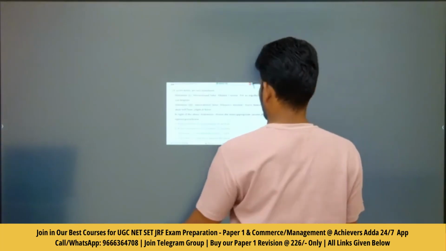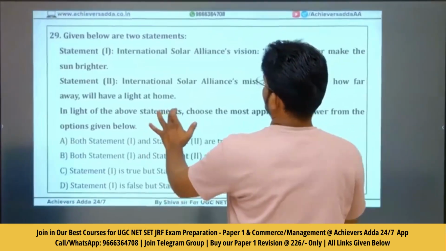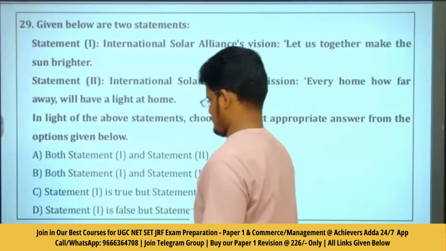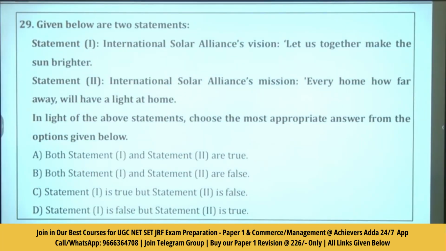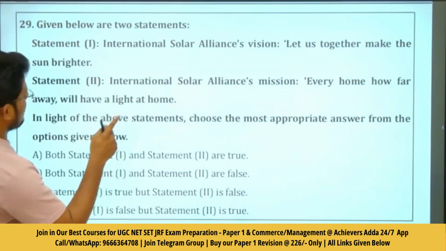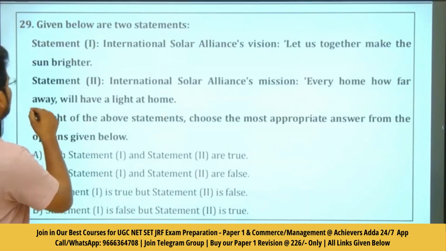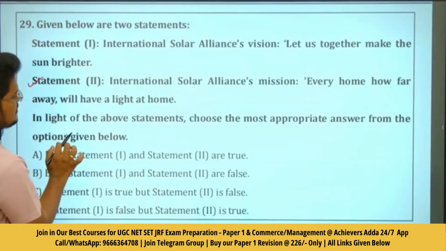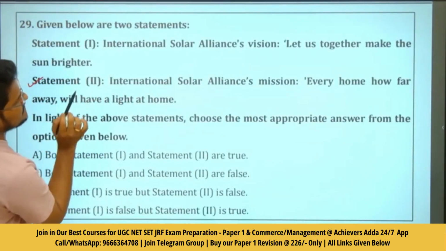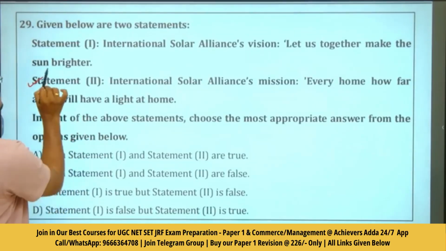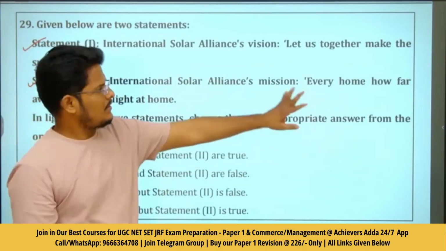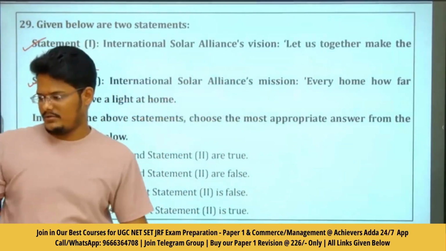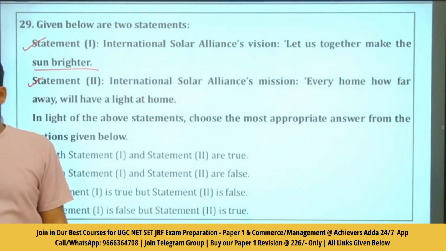Next question. International Solar Alliance. Vision and mission: it is actually that every home will have a light at home. That is the mission. And the vision is, let us together make the sun brighter. This is the vision. In the website of ISA, the International Solar Alliance, it will be there in the about section page itself. You can just go and check if you want.